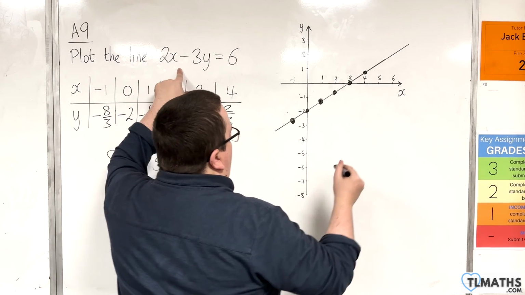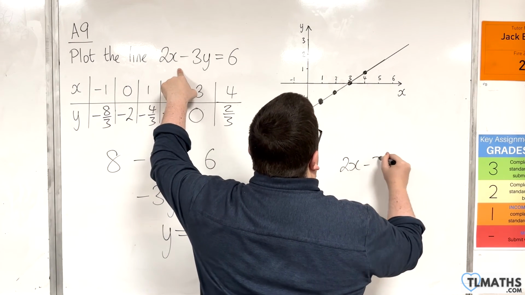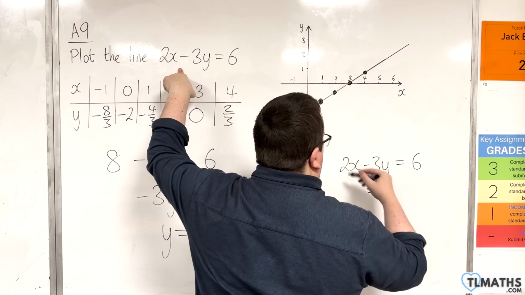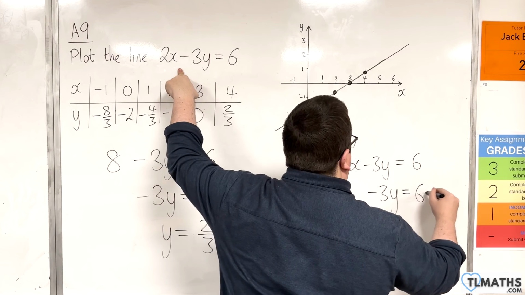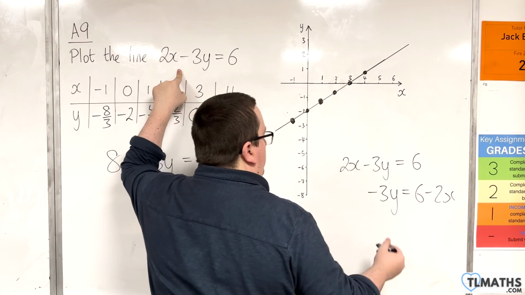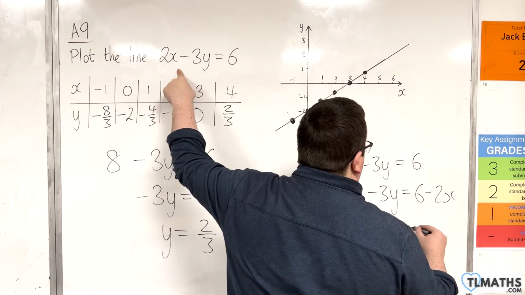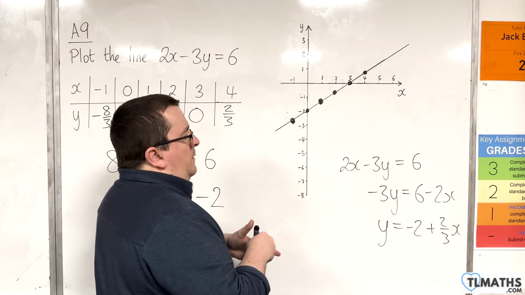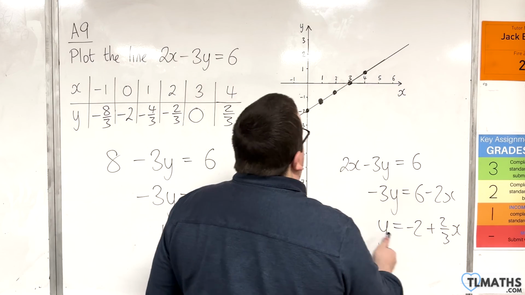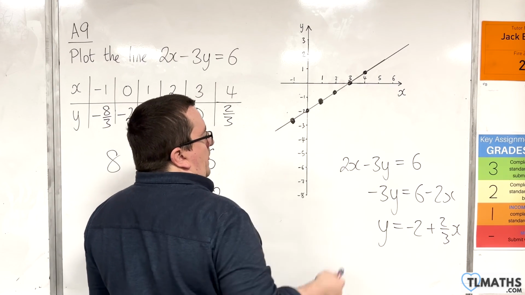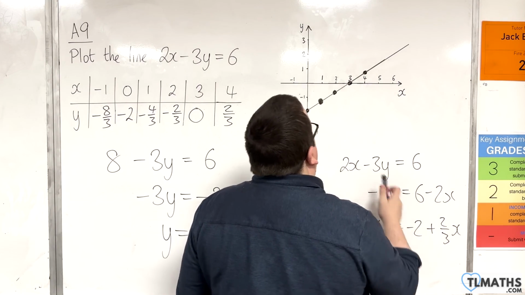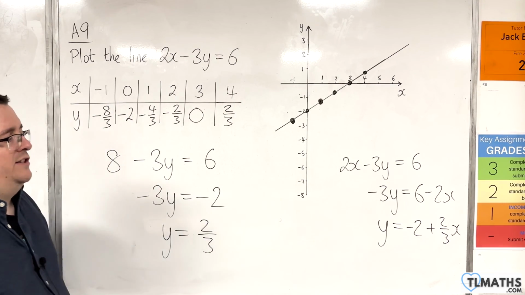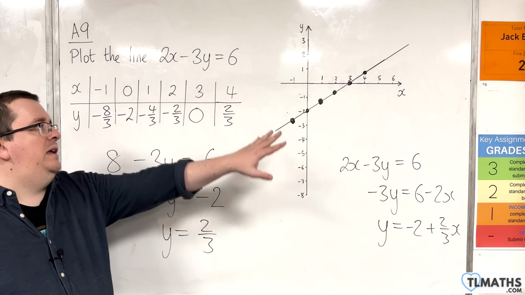Now, if we rearrange that again, just so we can see what it looks like in the y equals mx plus c form. So if I subtract 2x from both sides, and then divide through by minus 3, y is equal to minus 2 plus 2/3 x. So it has a y-intercept of minus 2, and for every 1 along it's going up 2/3. Okay, so the gradient is 2/3 there, and so it seems reasonable.